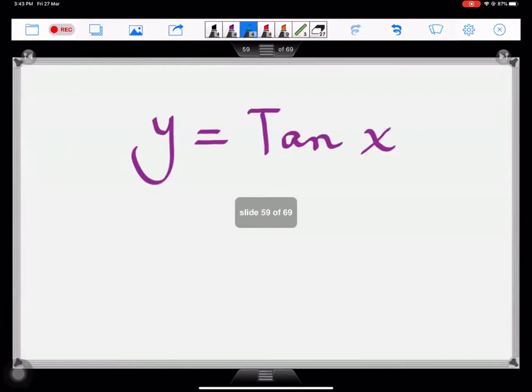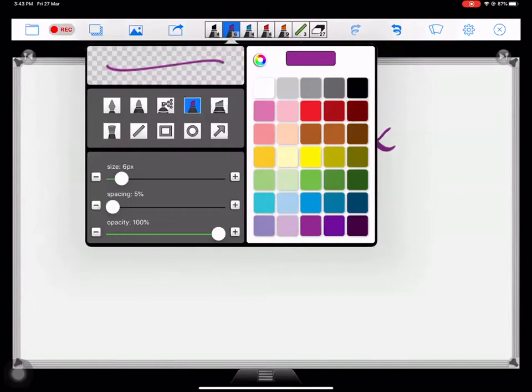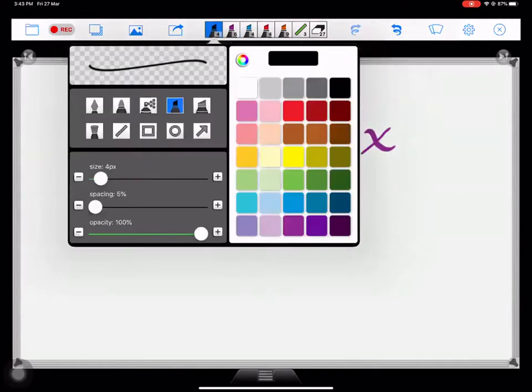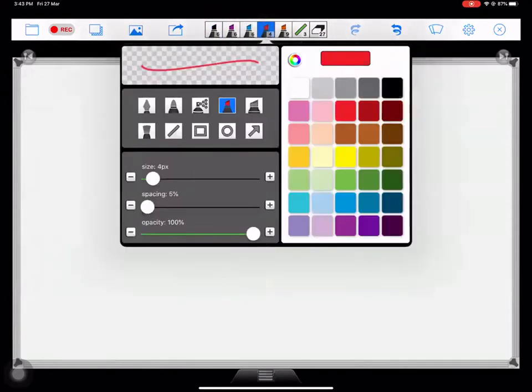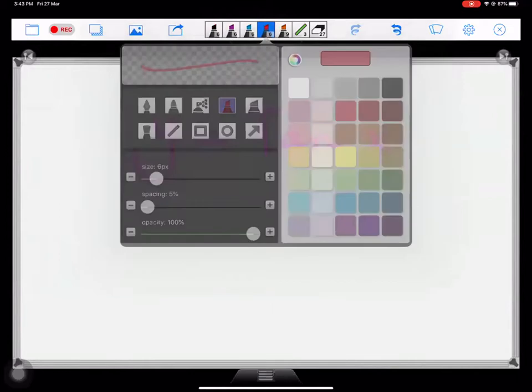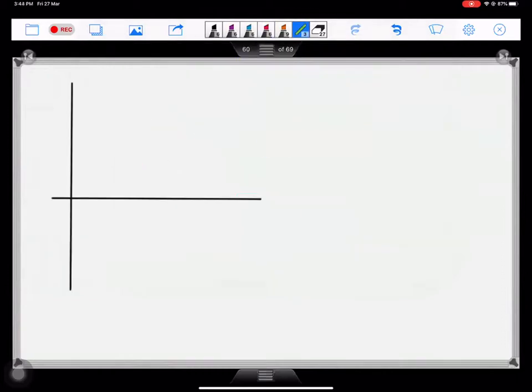Let's move to tangent now. y equals tan x. Now let me thicken the marker. The graph, let me first draw a dotted line first, and under dotted lines, but let me increase the grid. It's too small. This is better.